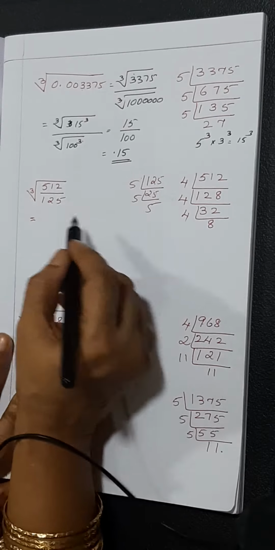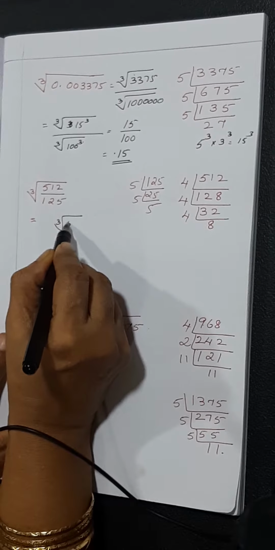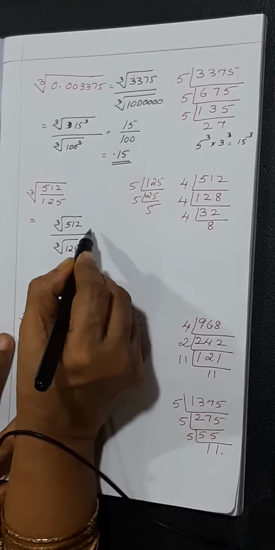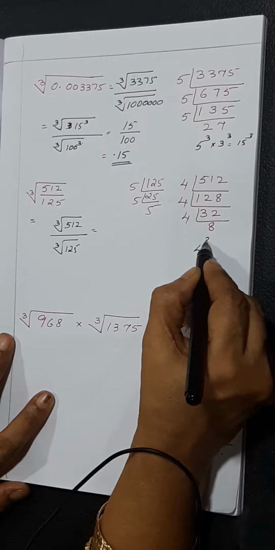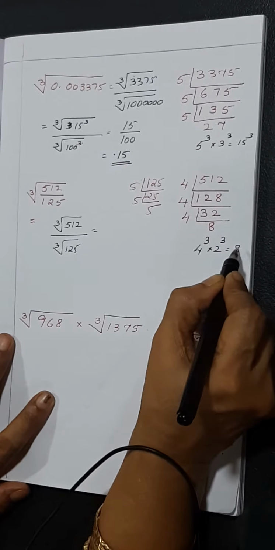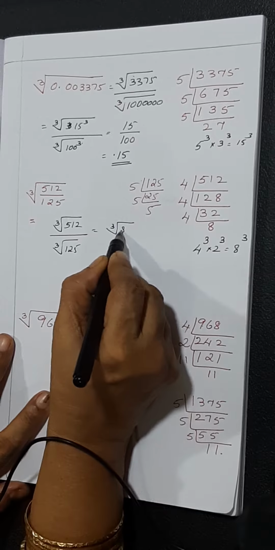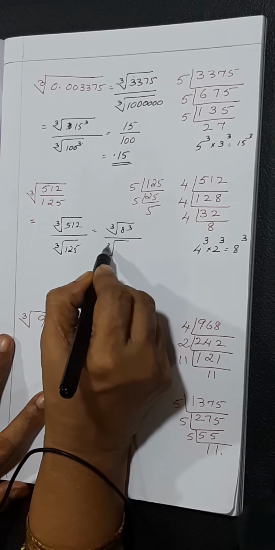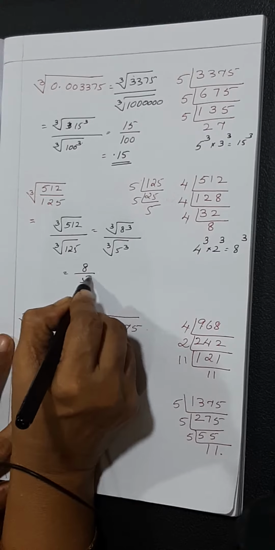Now here 512 and 125 you can write separately, cube root of 512 by cube root of 125. So 512 can be written as 4 cube into 2 cube, 8 is 2 cube. So that is equal to 8 cube by 125, which can be written as 5 cube. So that is equal to, the answer is 8 by 5.